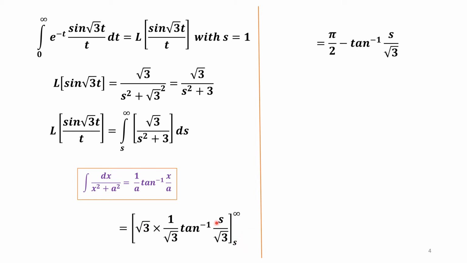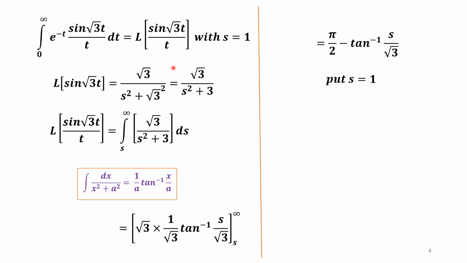Now applying the upper limit and the lower limit. Upper limit is s is equal to infinity. So we will have tan inverse of infinity which is equal to pi by 2. Lower limit is s is equal to s itself. So applying the upper limit minus the lower limit, applying the upper limit, we will get tan inverse of infinity which is pi by 2, and the lower limit will become tan inverse of s upon root 3.